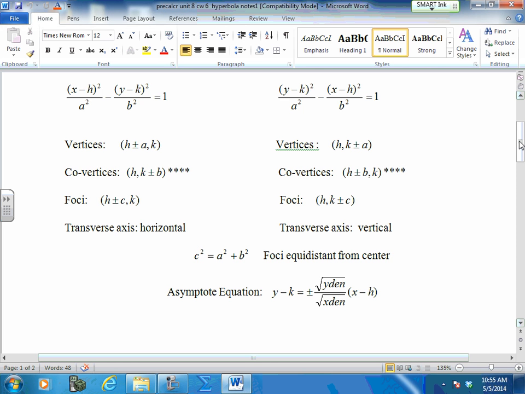So even though we find your minor and we find it, it's not really a co-vertex because it doesn't touch your hyperbola at all. And we'll talk about that in a second.